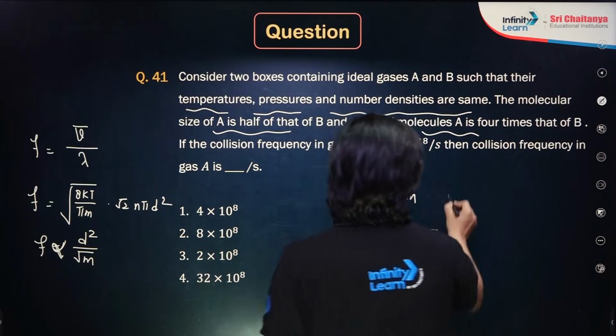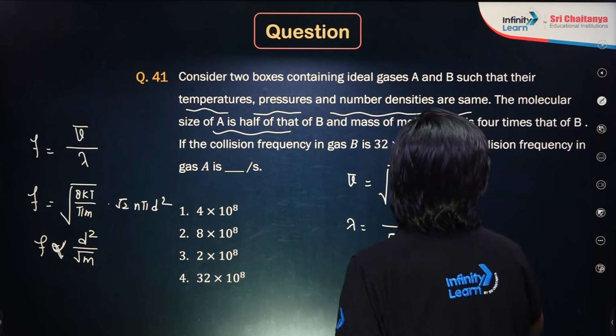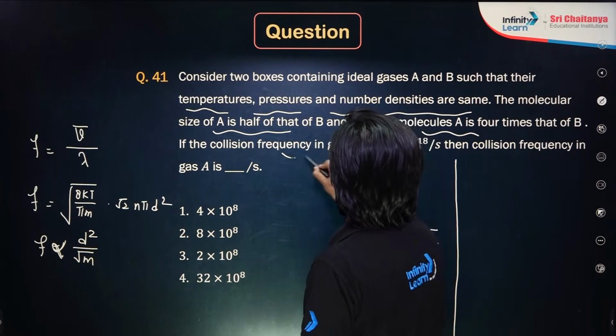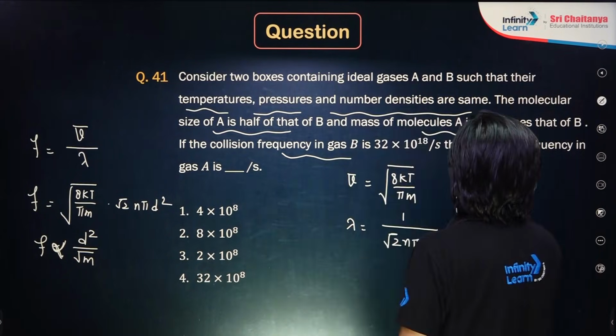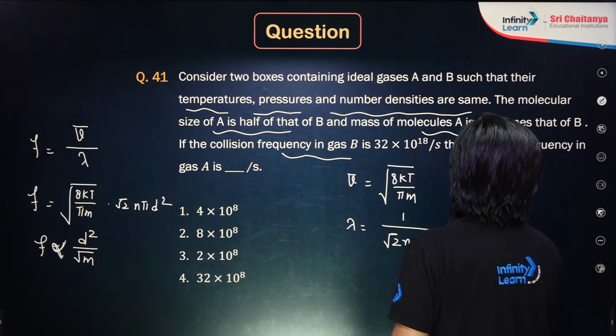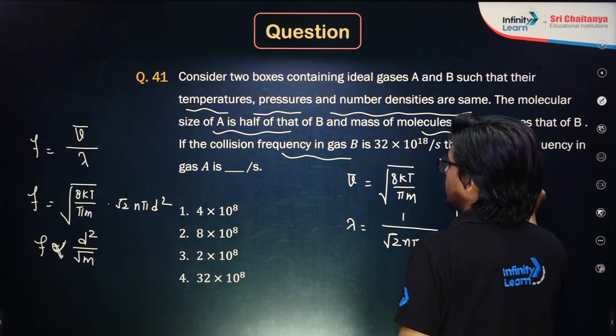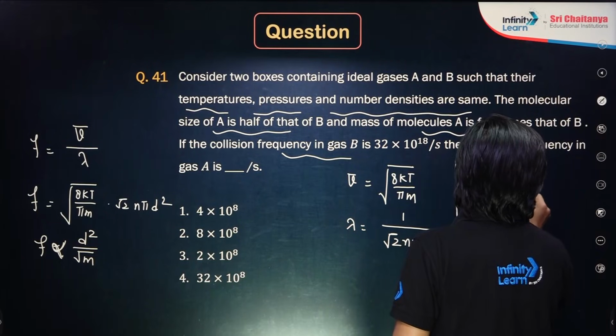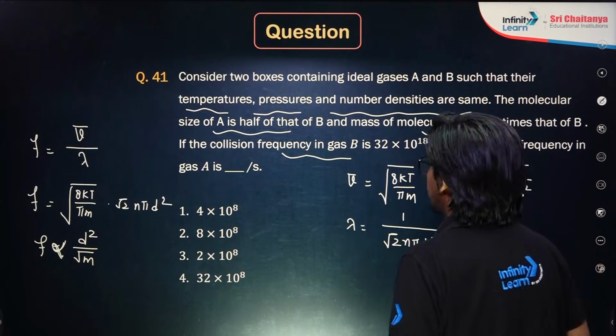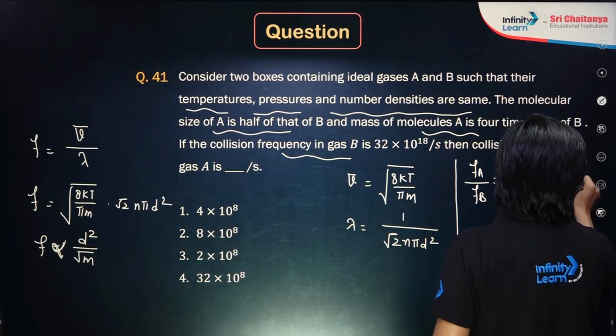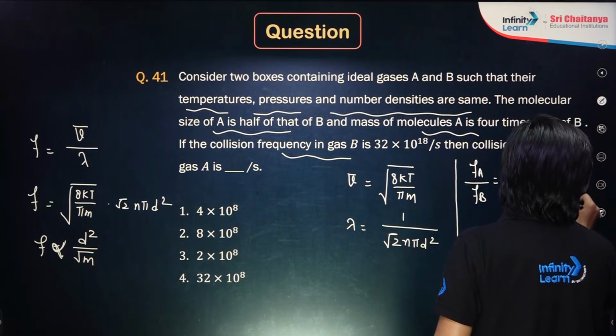So what they are asking, if the collision frequency in gas B is given, you can write frequency in A divided by frequency in B is equal to dA square divided by dB square into square root of MB divided by square root of MA.